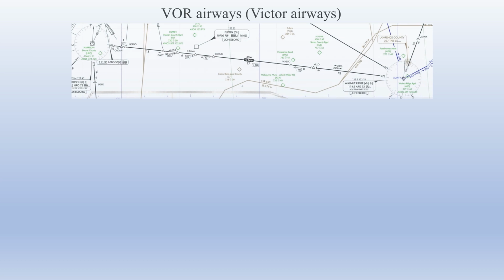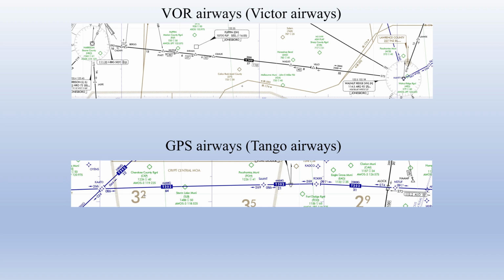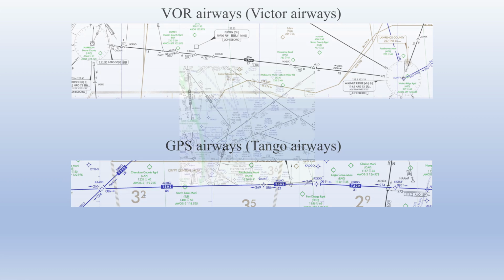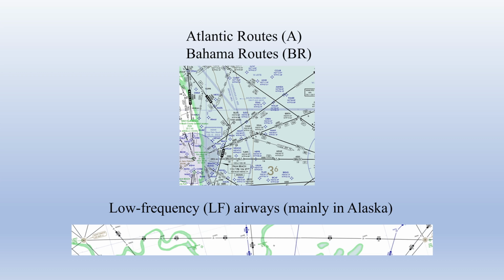There are 2 primary types of low-altitude airways in the U.S. VOR airways, or Victor airways, are depicted in black on low IFR charts and for the most part route between VOR stations. Tango airways are GPS-based airways. These are depicted in blue and typically route between GPS waypoints. There are some other airway types that you'll run into on low charts, such as the low-altitude Atlantic routes off the U.S. East Coast and the Bahama routes that extend from Florida into the Bahamas. There are also low-frequency routes, which are found primarily in Alaska and use NDB bearings to define their routes.